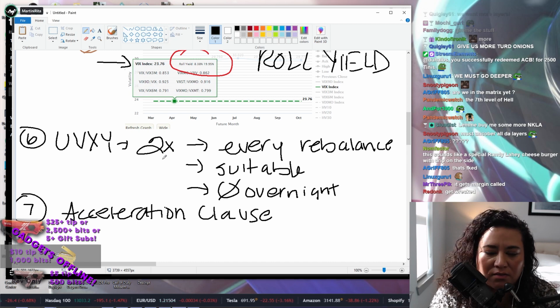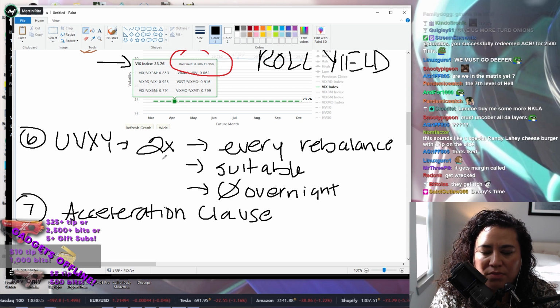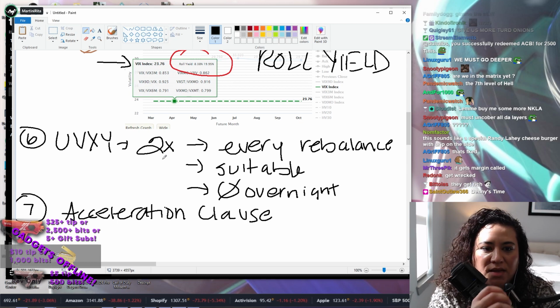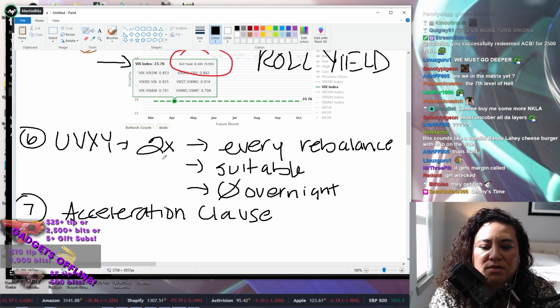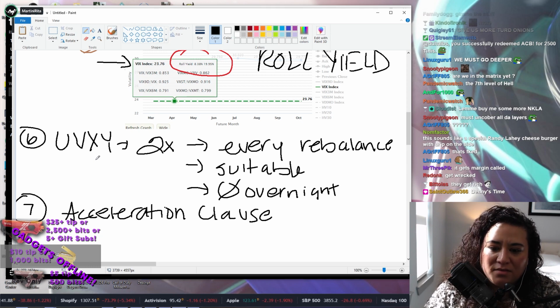So this is in general, right? I'd have to go look at UVXY to see what the real clause is, but usually they have the right to close down the fund. And basically, if you're in a position in that, let's say it's at $10, they can just close it and you're done. But we're not done there. You guys ready for the next layer?